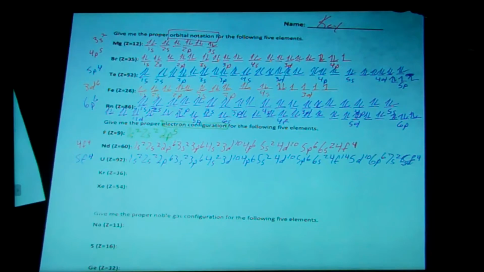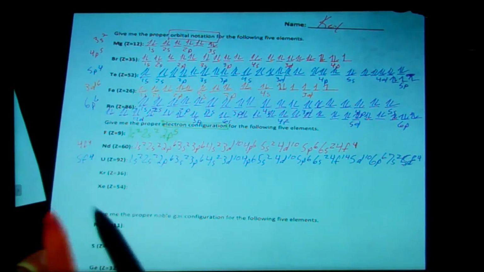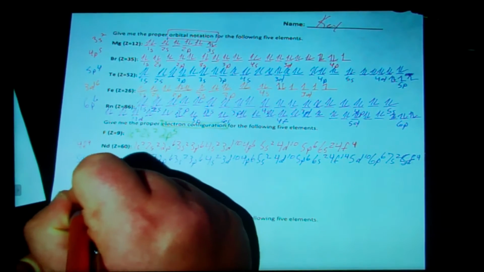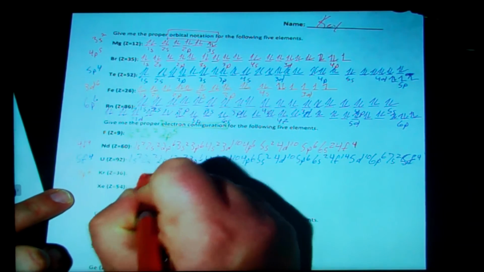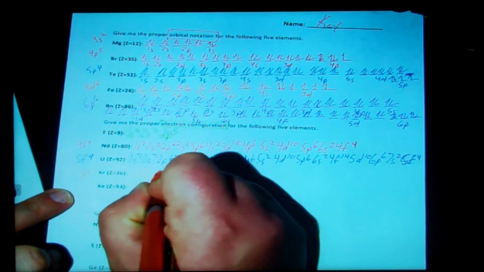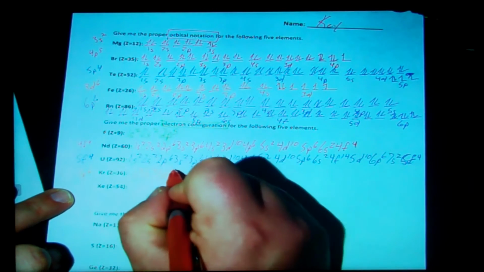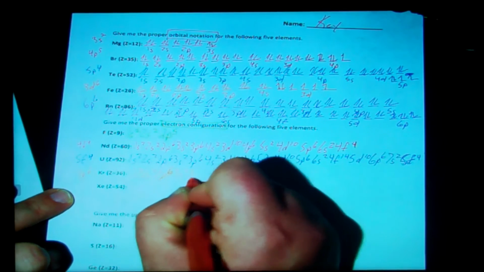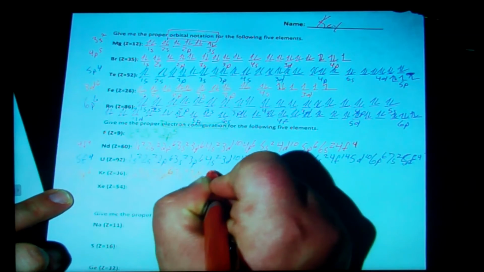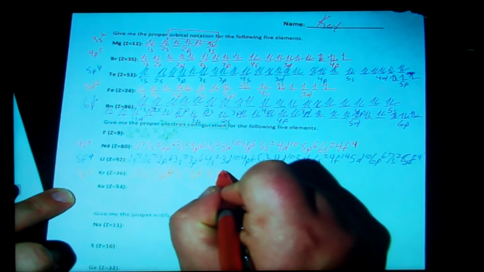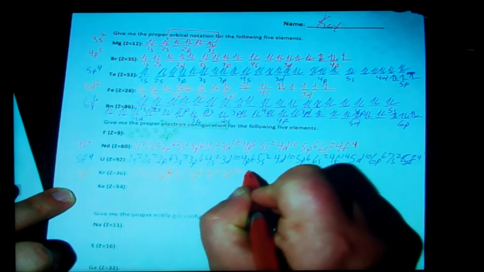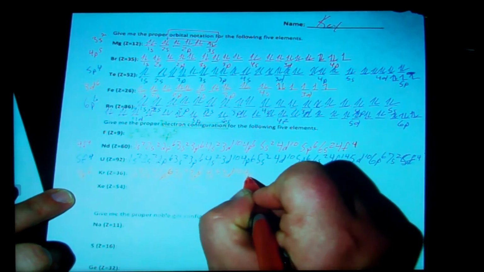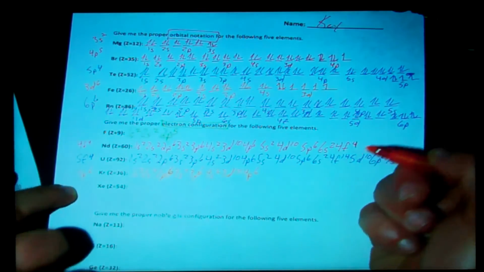Alright, going to krypton. Krypton will end 1, 2, 3, 4, 4p6. So we'll get 1s2, 2s2, 2p6, 3s2, 3p6, 4s2, 3d10, and 4p6. Done.